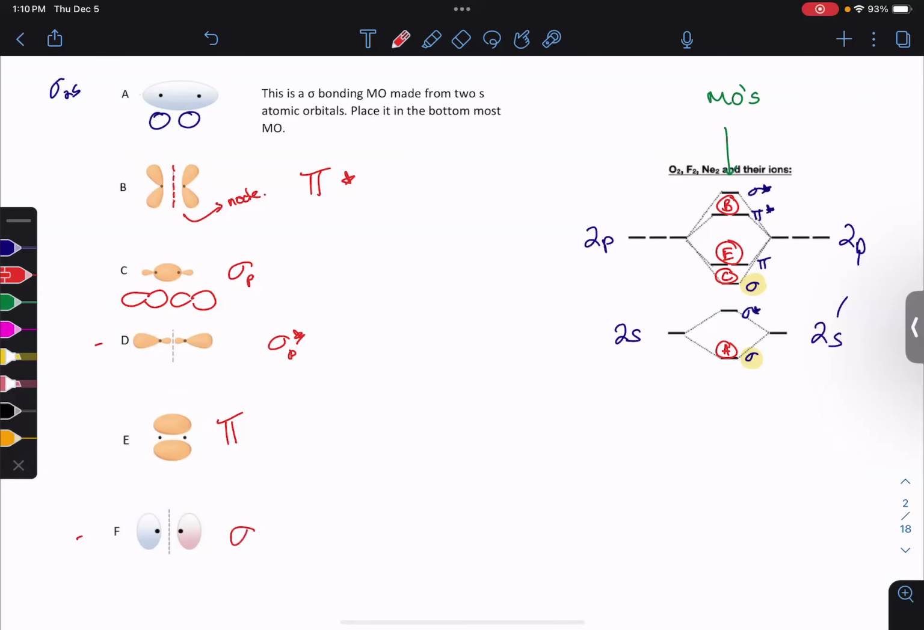And then this last one is another sigma star, but it came from s orbitals. That was the original orbital it came from, right? So D goes where? Top, tippy top. And then F goes at the top one within the s interactions. All right, so see how all that comes together? Okay, antibonds are always higher in energy than their respective bonding orbital.